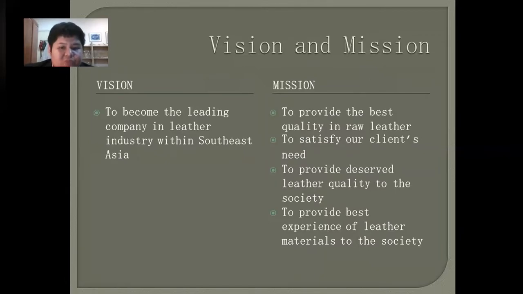In the meantime, to support that, our mission is to provide the best quality raw leather to satisfy our clients' needs, to provide deserved leather quality to society, and to provide the best experience of leather materials to society.